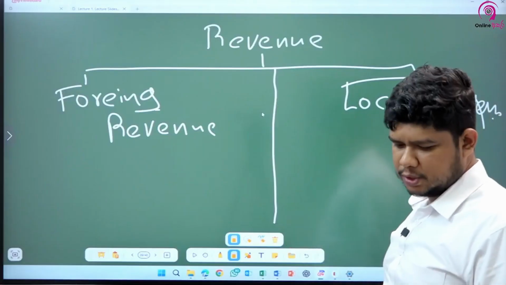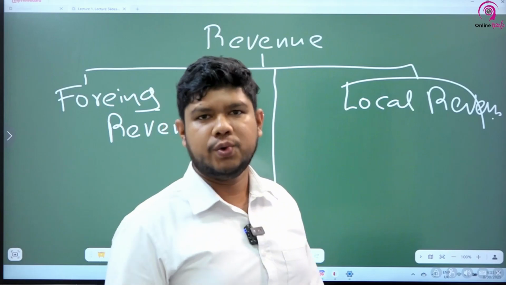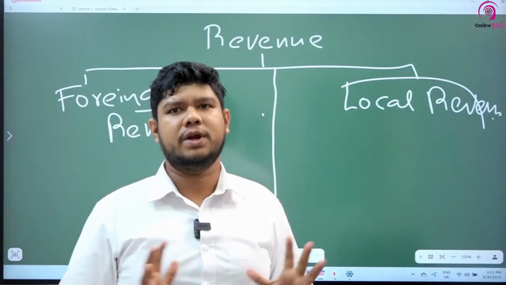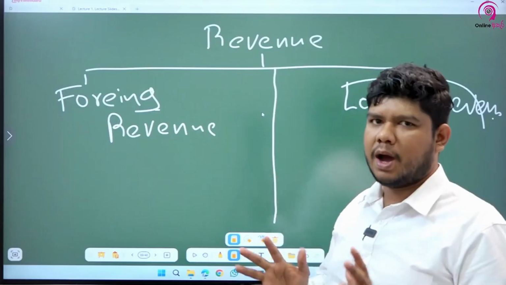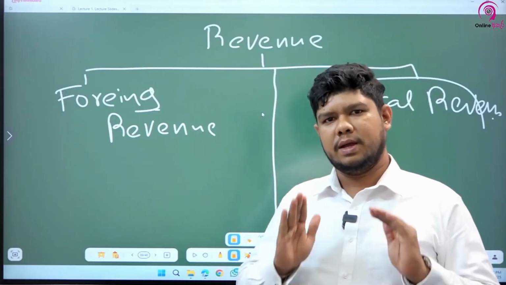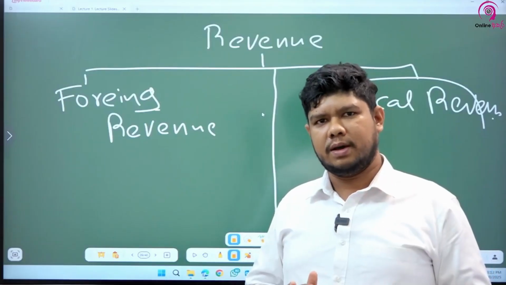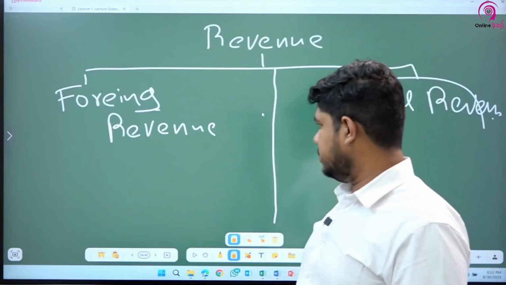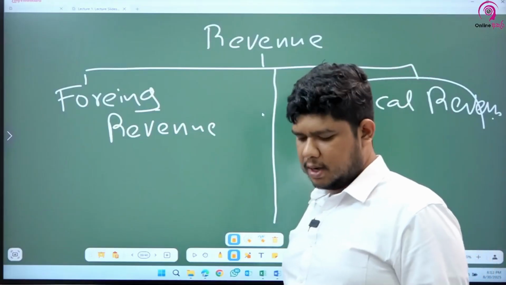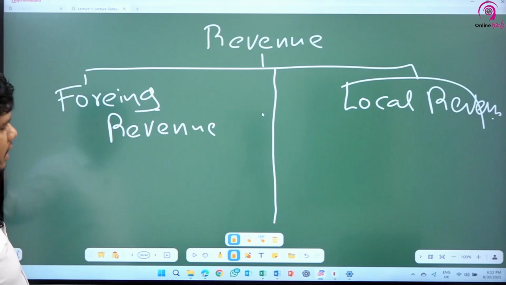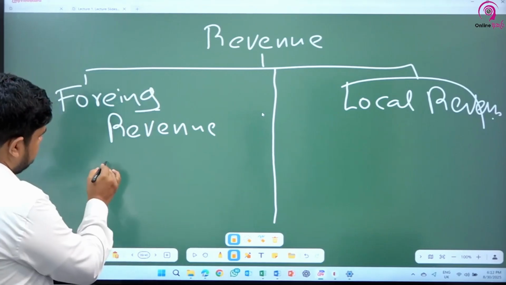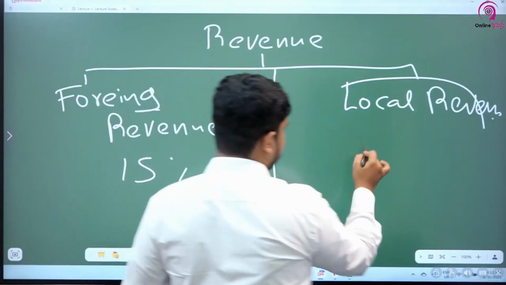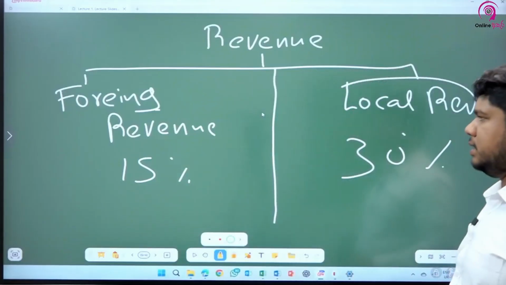So there are two activities. Students, under the Inland Revenue Act, if there is a gain that is taxable at a different rate, you have to prepare different financial statements, or prepare your computation separately for each activity. I'll explain further. Now you might be aware that foreign revenue, earlier it was exempted, is now taxable at a rate of 15%, and local revenue is taxable at a rate of 30%.